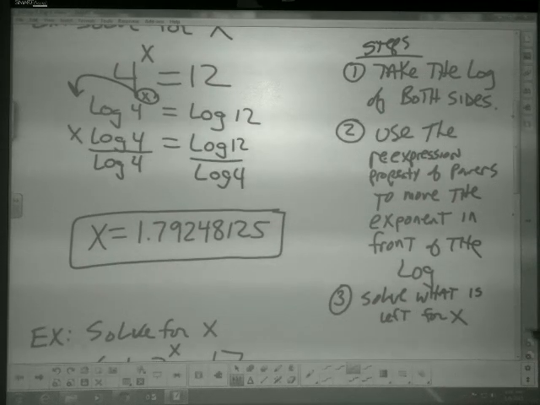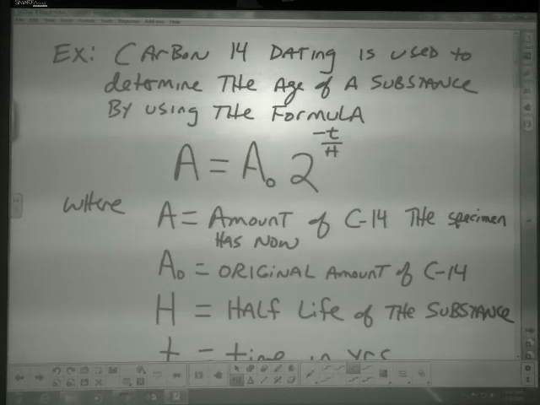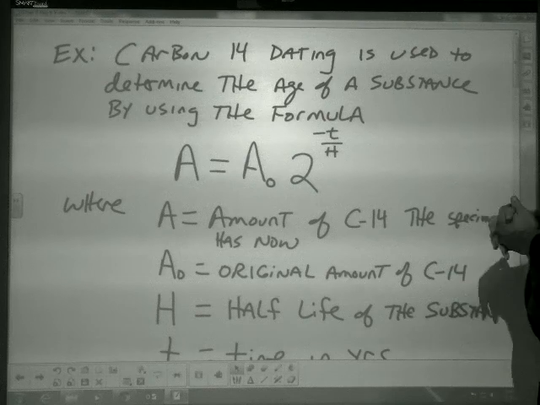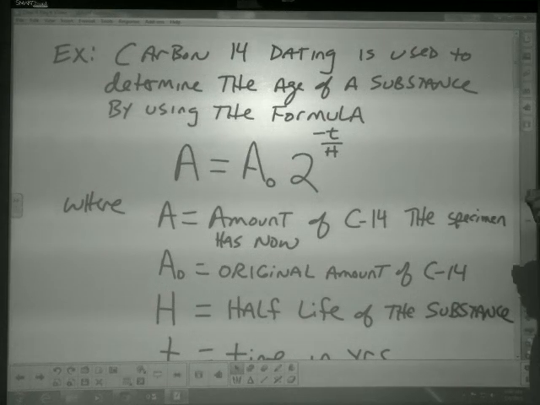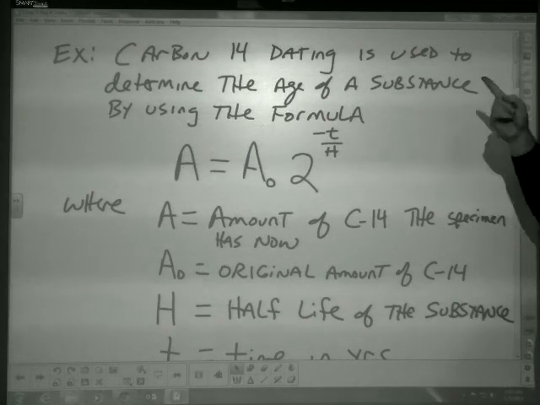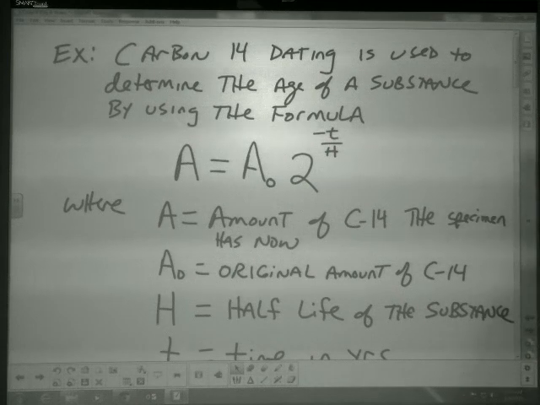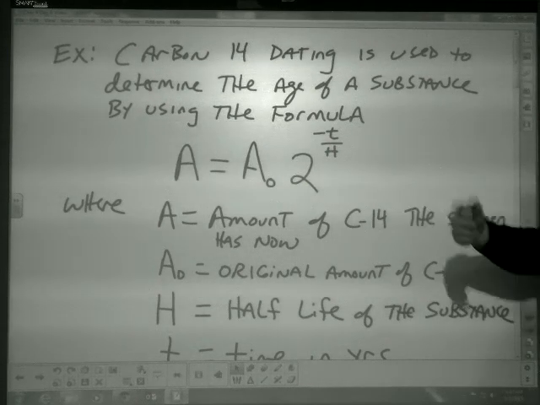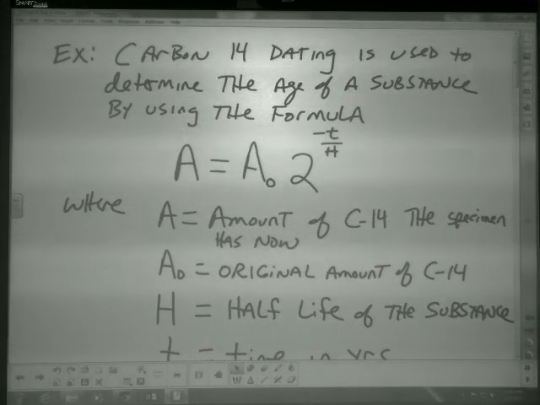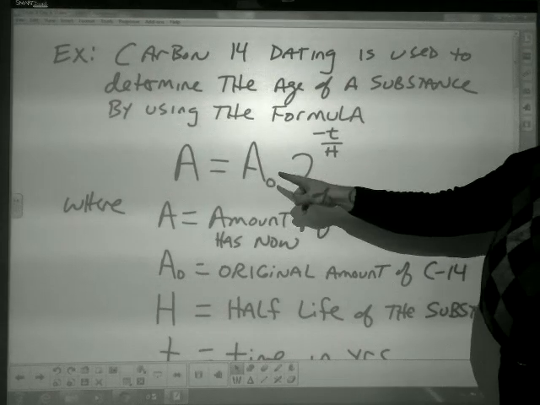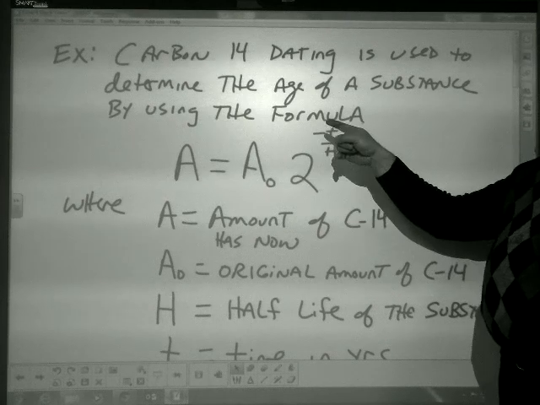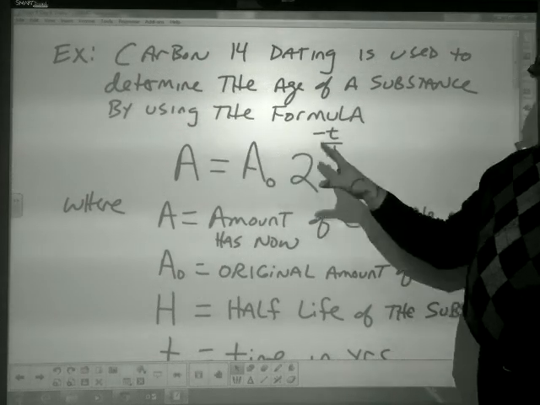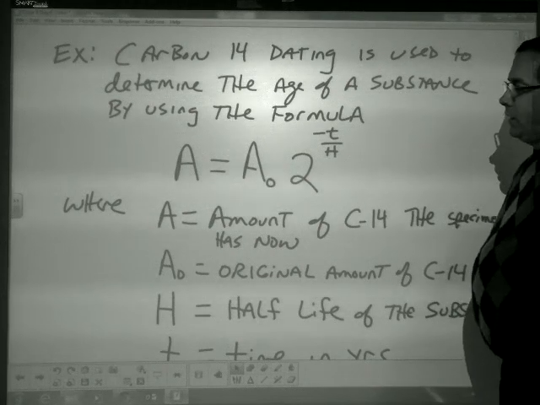The application of it, here's a problem that we would do with that application. This deals with carbon dating from archaeology and that kind of stuff. So, for example, carbon-14 dating is used to determine the age of a substance by using the following formula. A equals A sub 0, 2 to the power of negative T over H. I know it looks very fancy, but don't worry, we're going to be okay with it.